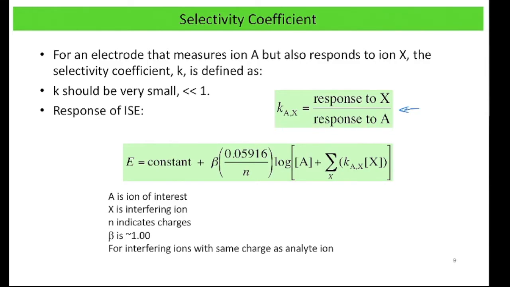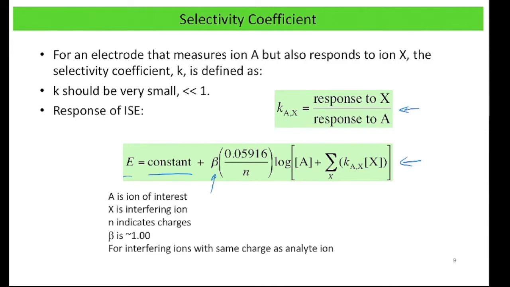So to determine the voltage in the presence of an interfering compound, we use this equation here. So the voltage equals some constant. Okay, beta, again, just has to do with the surface of the membrane itself.